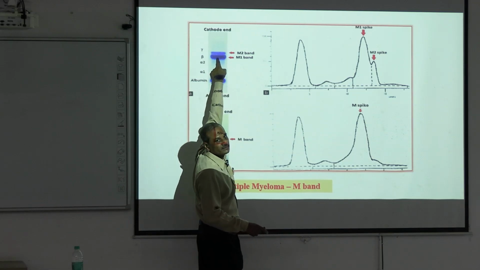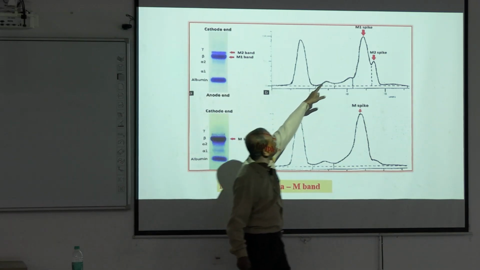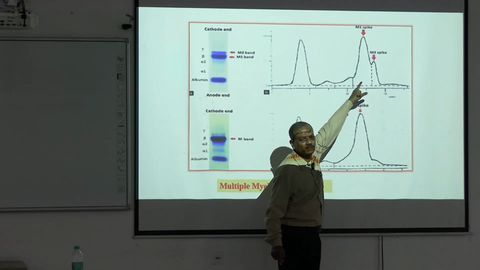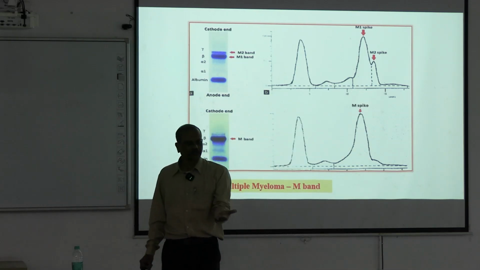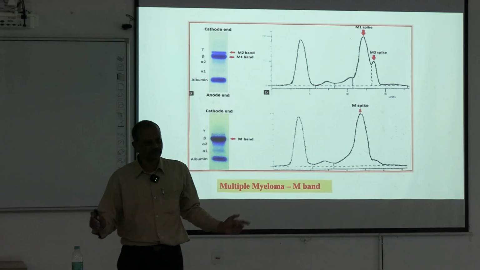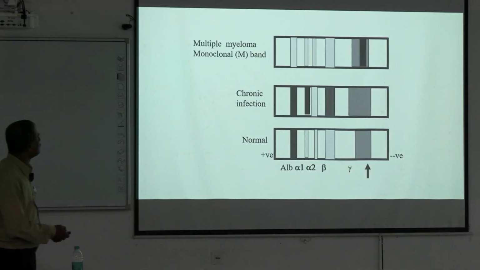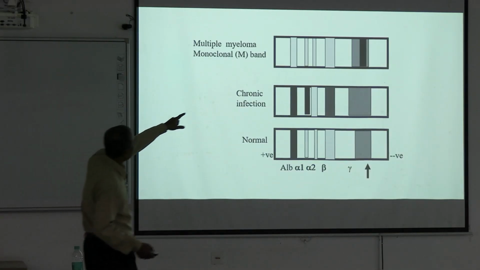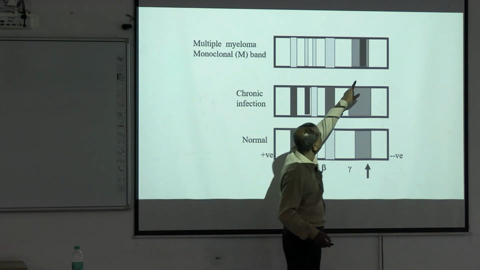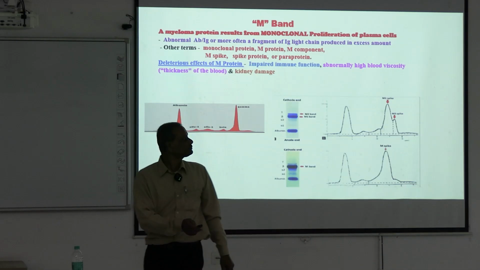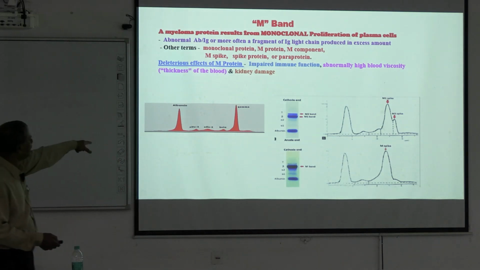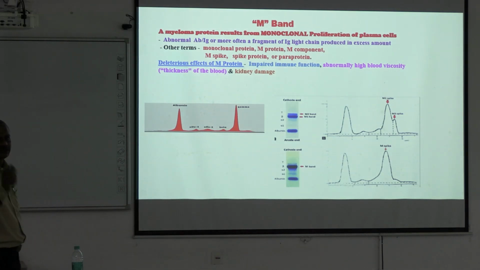So you get a densitometric scanning, you get a big peak. So just by looking at that electrophoresis plate in the OPD, you will be able to diagnose. So multiple myeloma, again this band I am telling you, this is the band of that black band. Now I think you have understood this thing. So this M band, you will get, I am telling you, don't waste time, you try to understand this part.